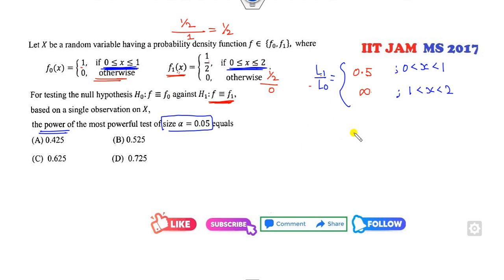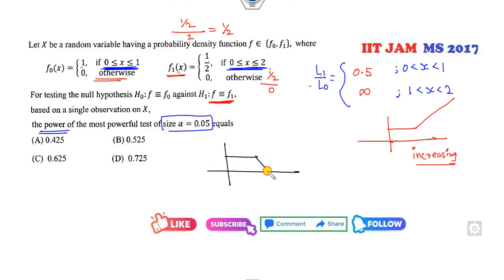Fine. So can it be increasing or decreasing? Whenever it's from 0 to 1, the answer is 0.5. Whenever from 1 to 2, it's infinity. You can see it's increasing. Fine. In the earlier example, if you remember my previous example, it was decreasing, that means non-increasing. But right now it's increasing. So what is my critical region? Critical region is x greater than C. Fine. And alpha is given to you here.